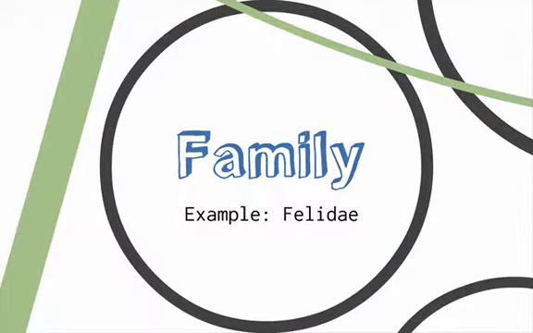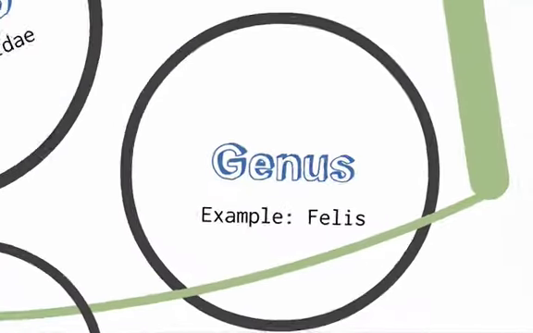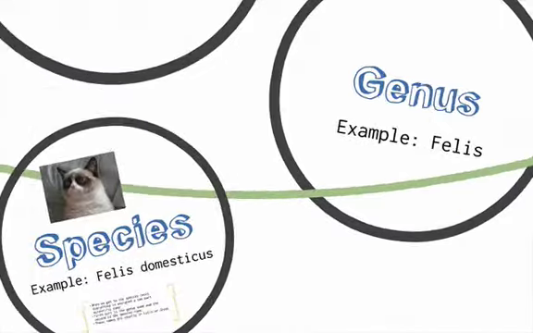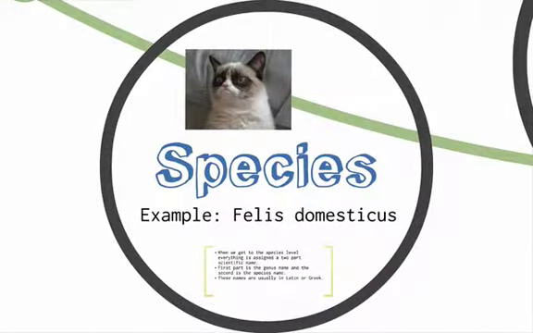Next, family, example being Felidae, which reminds me of the word feline, so I think we might be getting down to a cat. Genus, example Felis, all right, so we're probably going to be down to a cat. And look at that. The species, Felis domesticus, the common house cat.